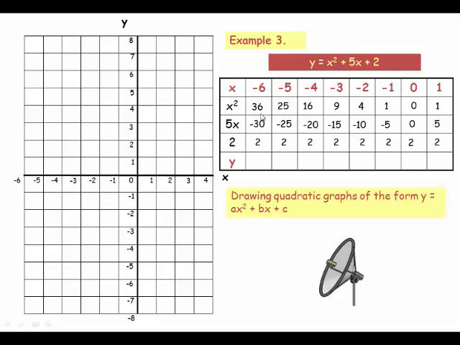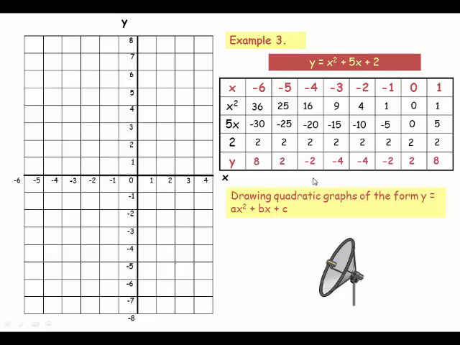So then we look at negative 6 in this rule. 36, take away 30, plus 2, makes 8. Next one, put negative 5 in the rule, we get 25, take away 25, plus 2, makes 2. Next one, negative 2, next one, negative 4, negative 4, negative 2, 2, and 8. We've got that symmetry of the values again. This one, you'll notice, is slightly different.